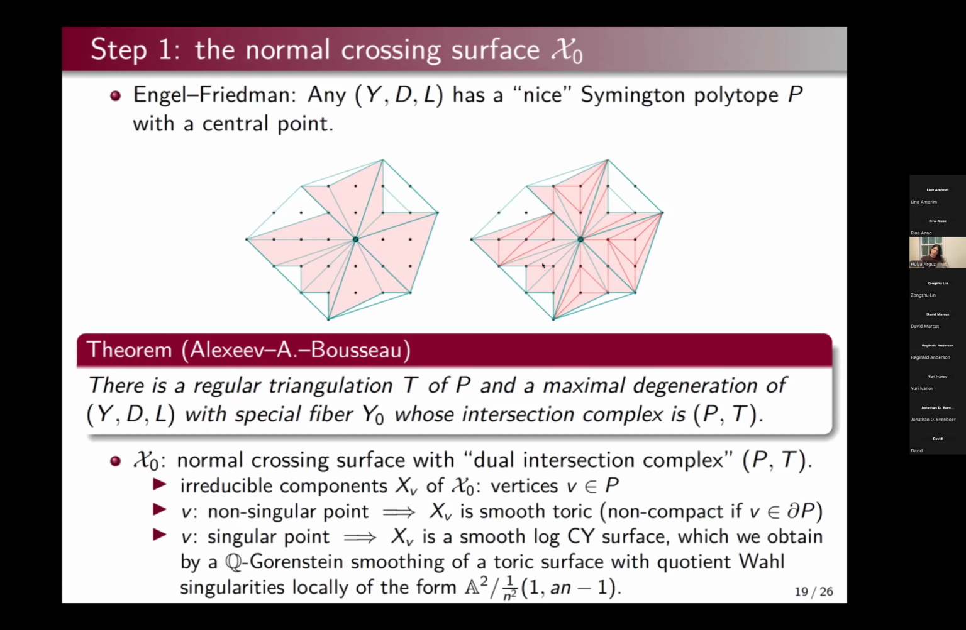If you have a point like here around which you see a toric fan, these will be smooth toric surfaces. If such a point is on the boundary, you will get non-compact surfaces. But if such a point is at the tip of an affine singularity, where you chop off a triangle, then we need to do some deformation theory to say what the corresponding irreducible component of our normal crossing surface will look like. And we show it will be a smooth log Calabi-Yau surface, which we can obtain by some deformation theory.